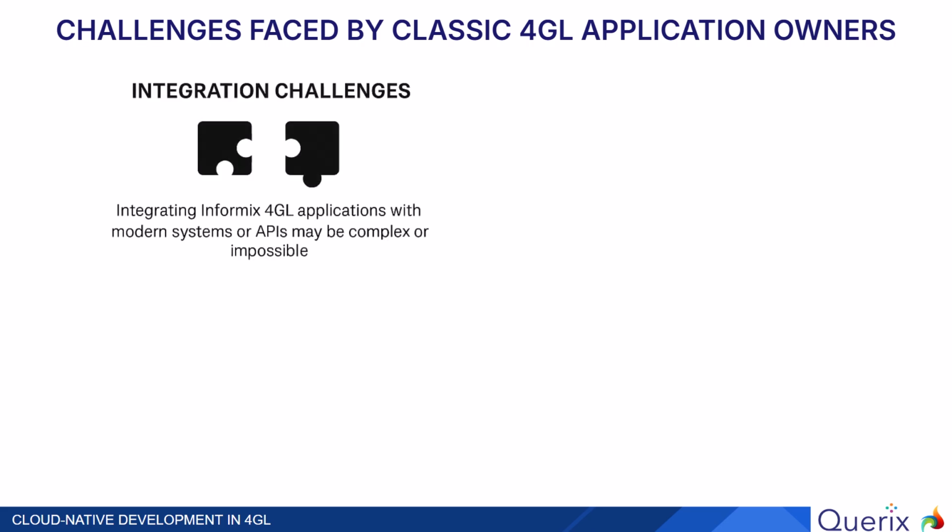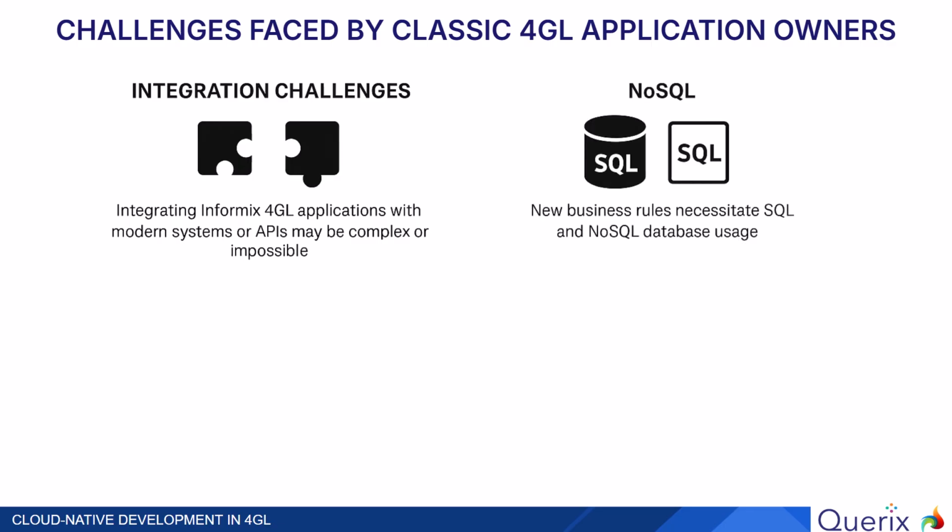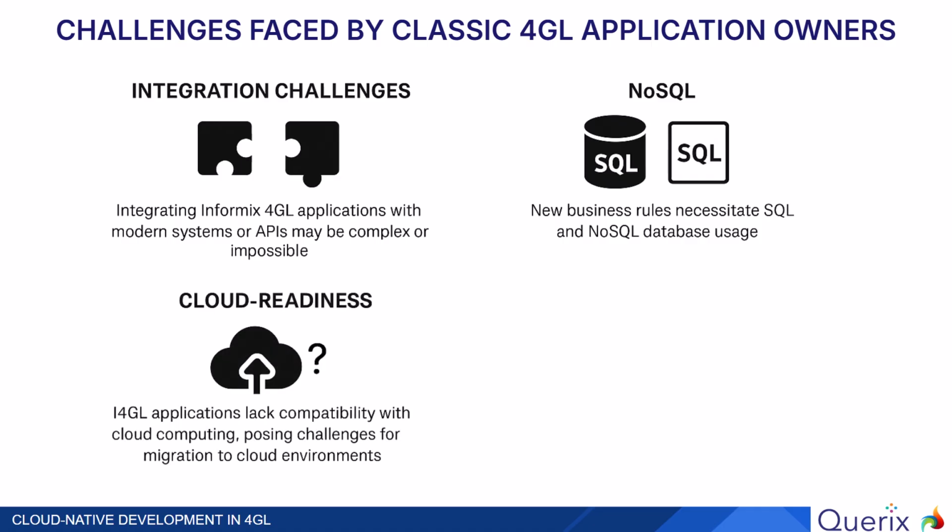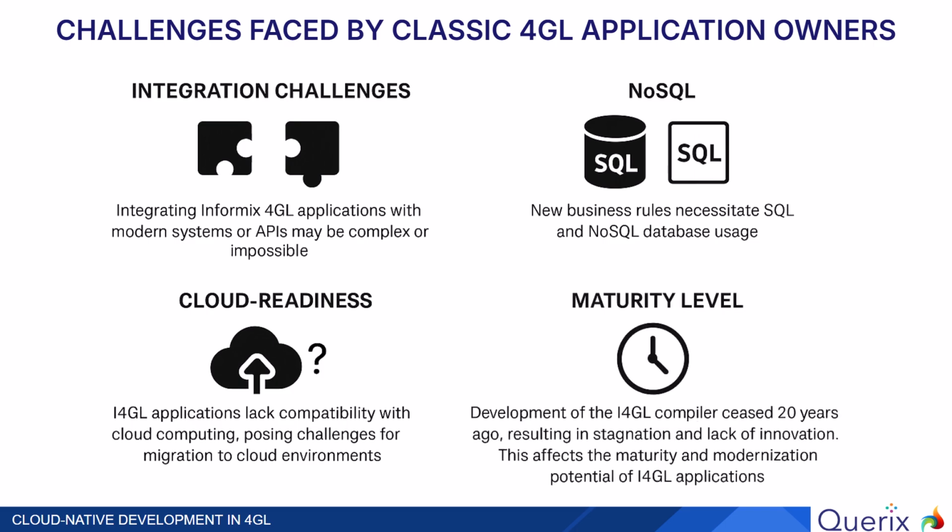For instance, integrating Informix 4GL applications with modern systems and APIs is difficult, or, in some cases, impossible at all. New business rules necessitate the usage of SQL and NoSQL as well, while Informix 4GL does not natively support NoSQL databases. Is your 4GL app cloud ready? Informix 4GL lacks compatibility with cloud computing, making migration to the cloud environments very difficult. Also, the development of the i4GL compiler ceased 20 years ago, resulting in stagnation, lack of innovations, and impediment to the modernization.